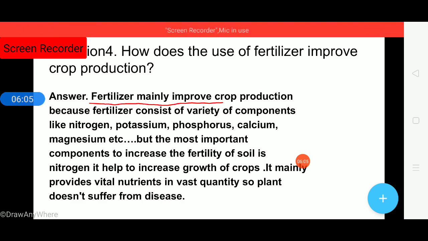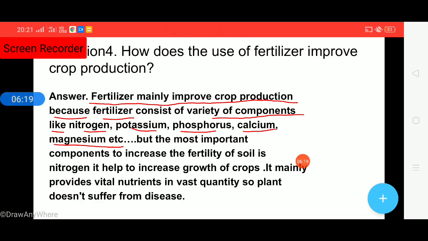Fertilizer mainly improves crop production because fertilizer consists of various components like nitrogen, potassium, phosphorus, calcium, magnesium, etc. But the most important component to increase the fertility of soil is nitrogen, because nitrogen is present in a rich amount. The soil needs nitrogen in a rich amount to increase its fertility.